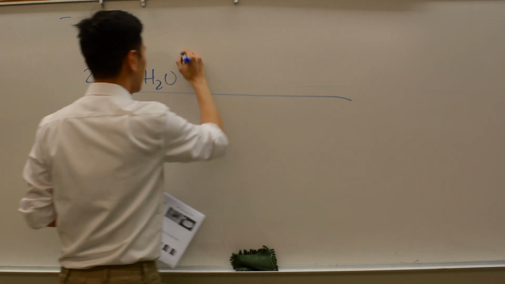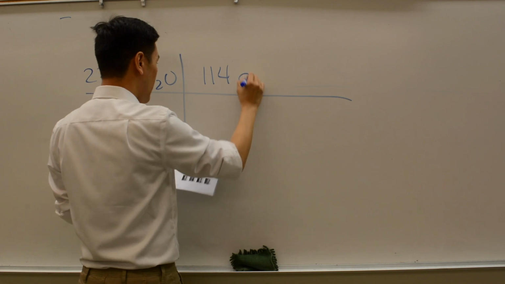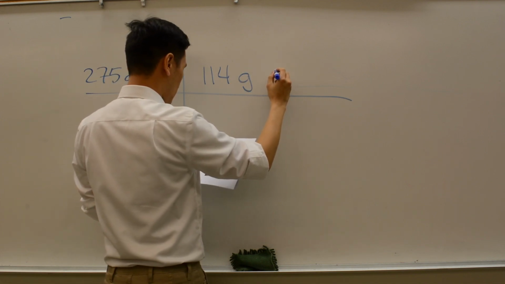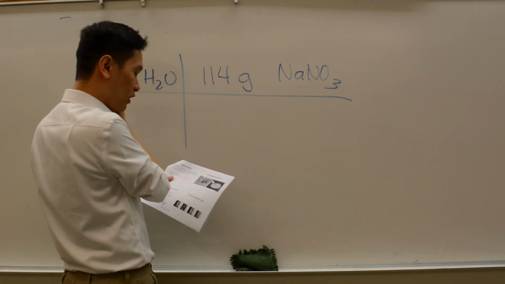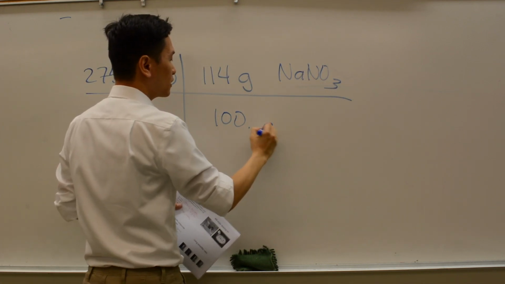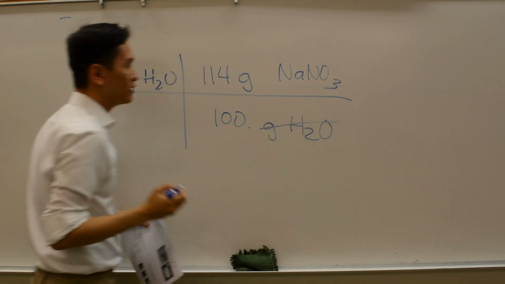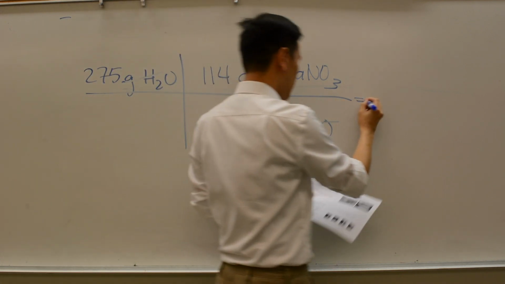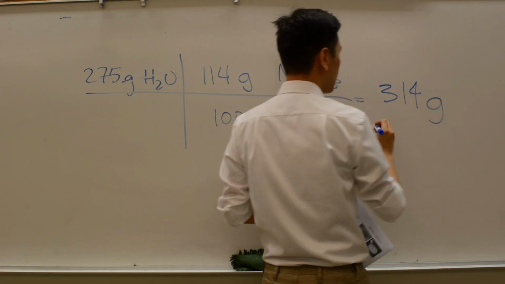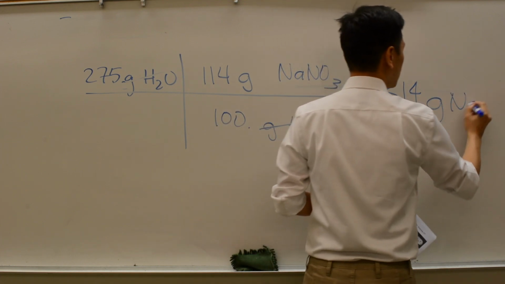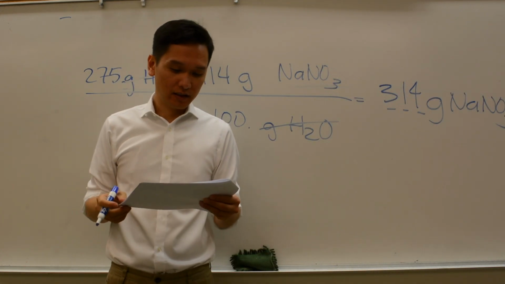What does our conversion factor say? Our conversion factor says that there is 114 grams of sodium nitrate that can dissolve in 100 grams of water. Notice then that those grams of water will cancel out. We multiply this, and our answer becomes 314 grams, because of 3 sig figs, of sodium nitrate. So the answer there is C.